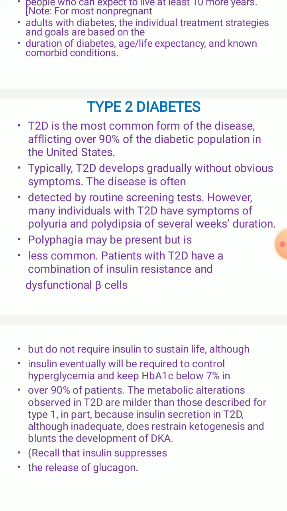The metabolic alterations observed in type 2 diabetes are milder than those described for type 1, in part because insulin secretion in type 2 diabetes, although inadequate, does restrain ketogenesis and blunts the development of diabetic ketoacidosis. You can recall that insulin suppresses the release of glucagon. That means it will avoid the synthesis of glucose through the gluconeogenesis process.